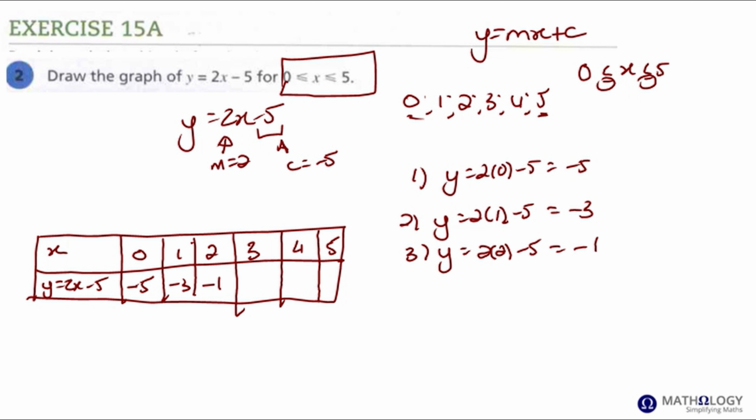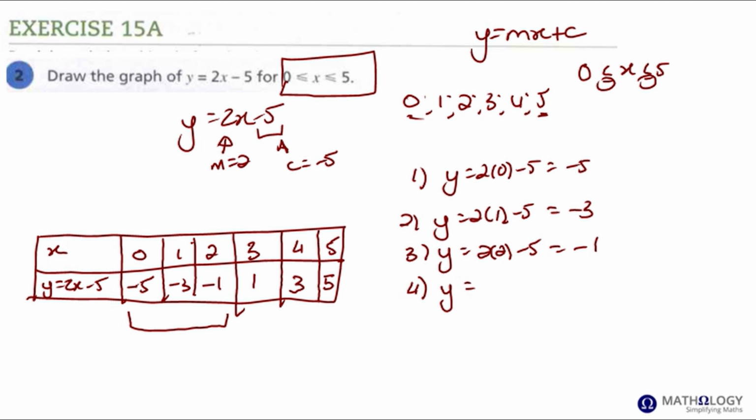You can immediately see a pattern over here. We are adding 2 to every y value. So you can just carry on adding 2 to the rest of the values. So minus 1 plus 2 will be 1. 1 plus 2 is 3. 3 plus 2 is 5. We're just going to check that. It's very easy to make mistakes.